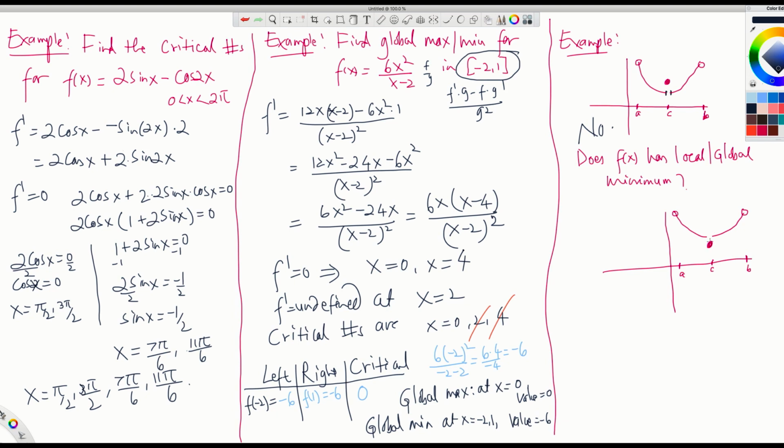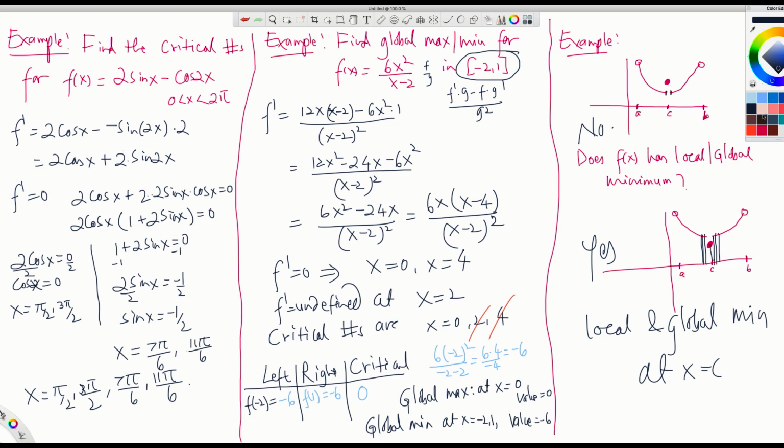How about here? Here it is yes, right? Why is that? Because left of C and right of C, all the heights are bigger than the height at C. This is the height at C. And left of C and right of C, the heights are bigger. Look at this. Right? At C, the height is the smallest one. So there is a local and global min at x equals C.